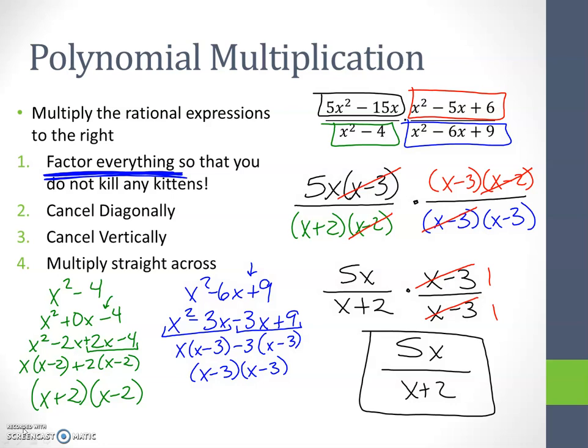So, important things to remember. Factor everything. Okay? Factor everything. Cancel diagonally, then we can cancel vertically, and then we just multiply straight across.